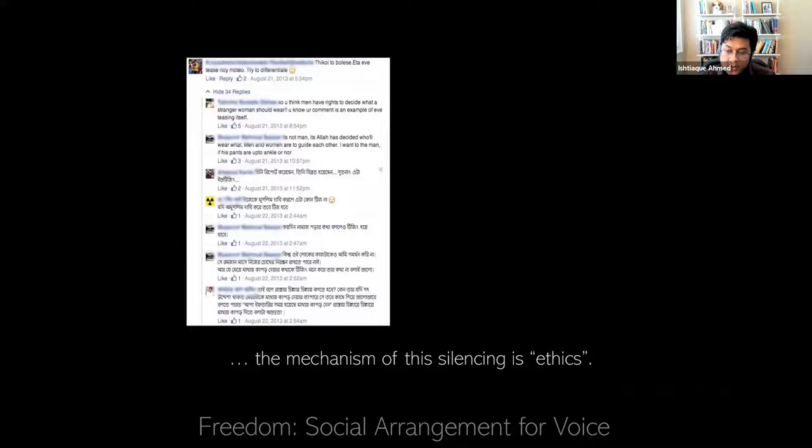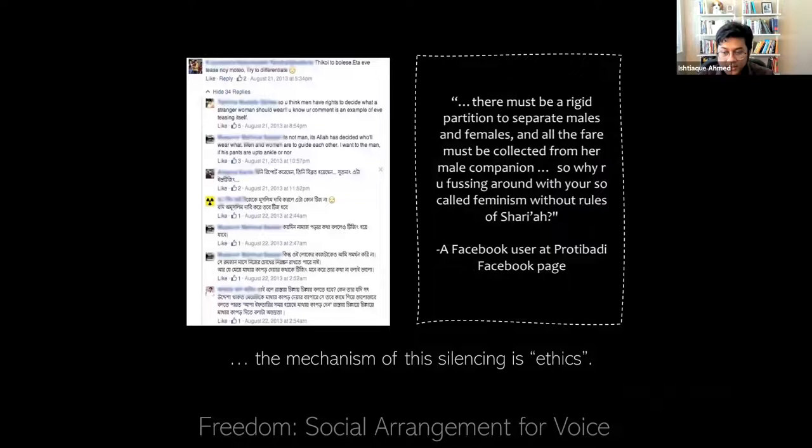However, at the same time, we also observed that the anonymous reports were attacked by many men and women on social media. These people started to blame the victims. For example, the screenshot here shows an anonymous report by a woman who was catcalled on the street as she did not cover her head. She felt abused and reported about that on Protibadi. However, when the anonymous report was published, many men and women started to blame the victim, saying she was asking for it because she wasn't covering her head.